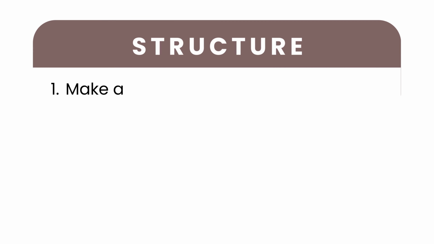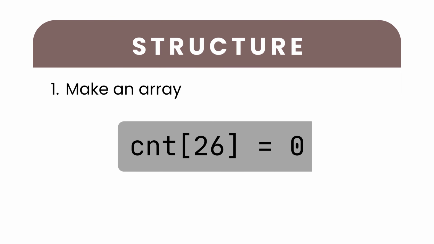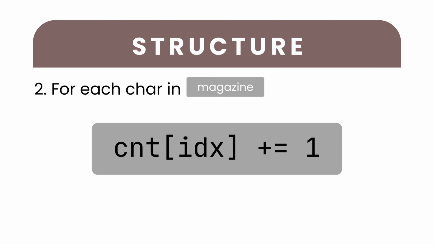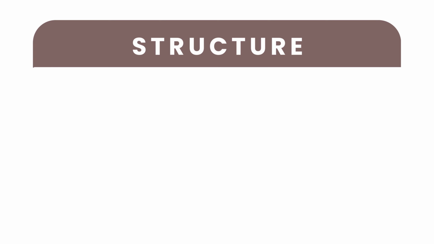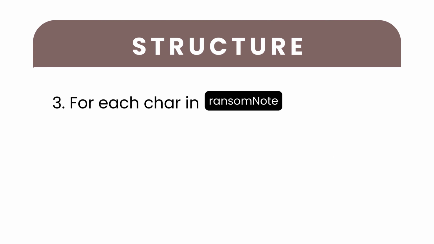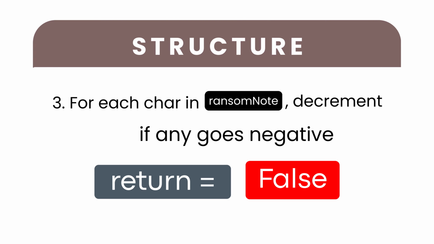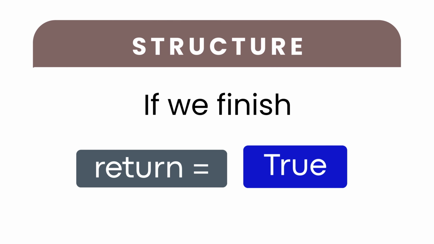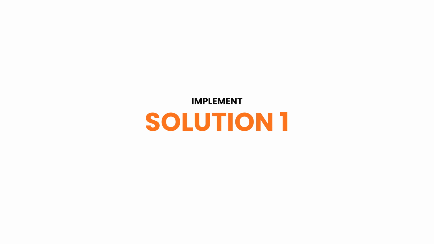Structure. Make an array cnt of 26 equals 0. For each char in magazine, cnt of index plus equals 1. For each char in ransom note, decrement; if any goes negative, return false. If we finish, return true. Let's try to implement it using solution 1.